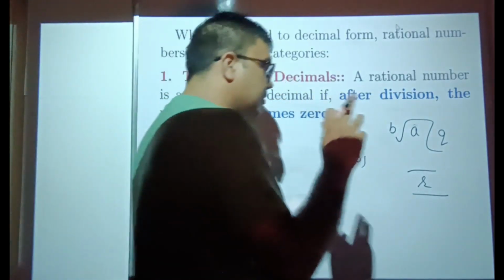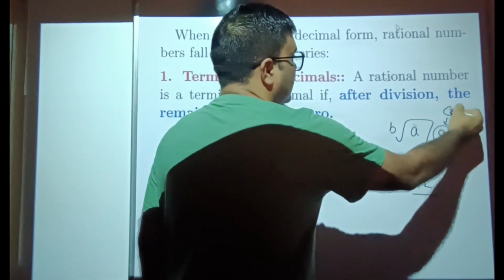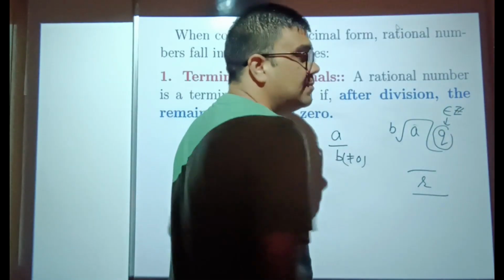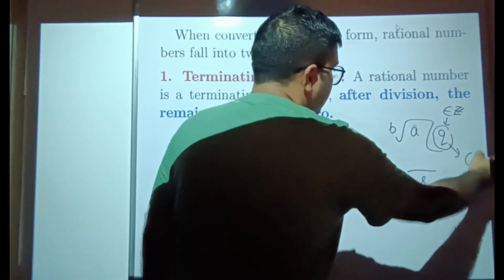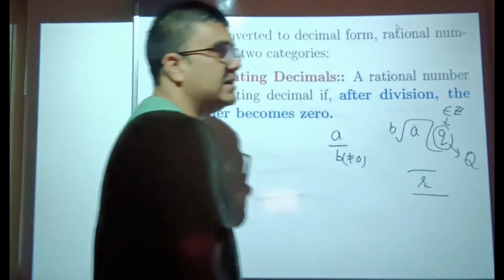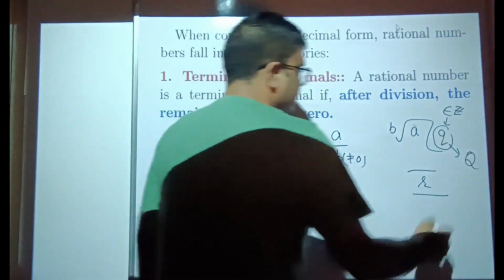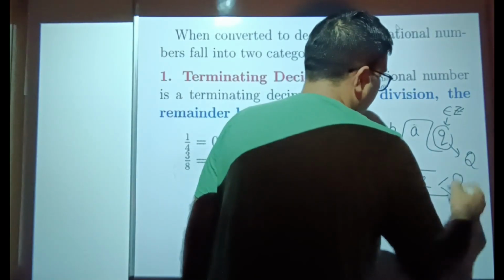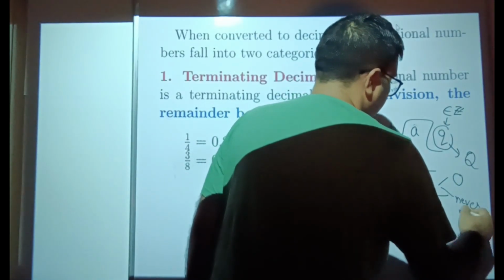When we were talking about Euclid's division lemma, we were saying that this q should be an integer. Now in place of integer, we are talking about the case when this q is a rational number. Then we have two cases for this r. Either this r will be equal to 0 or this r is never 0.